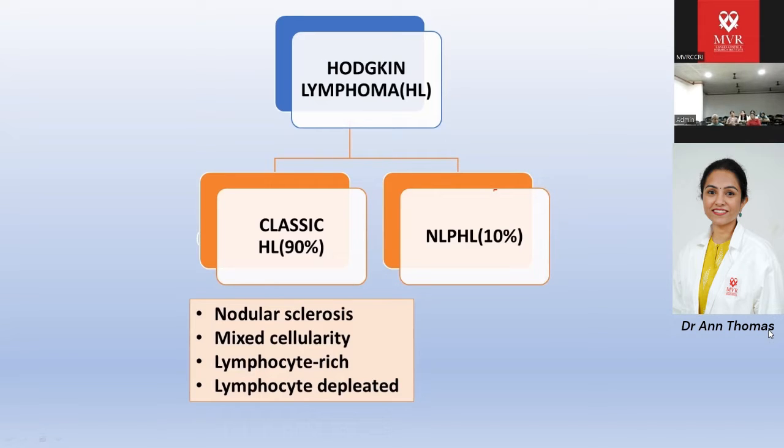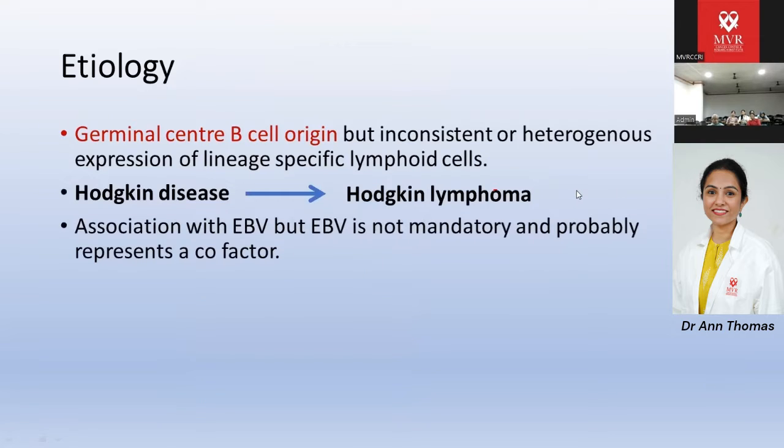That is why NLPHL is put in a separate category from the rest of the Hodgkin lymphomas like nodular sclerosis, mixed cellularity, lymphocyte rich and lymphocyte depleted. These are the further subclassifications of a classic Hodgkin lymphoma. 90% of Hodgkin lymphoma is comprised of classic Hodgkin lymphoma, and NLPHL comprises around 10% of Hodgkin lymphoma.